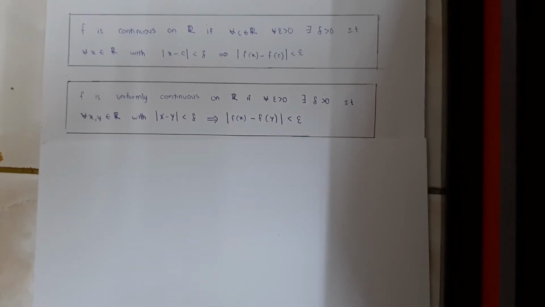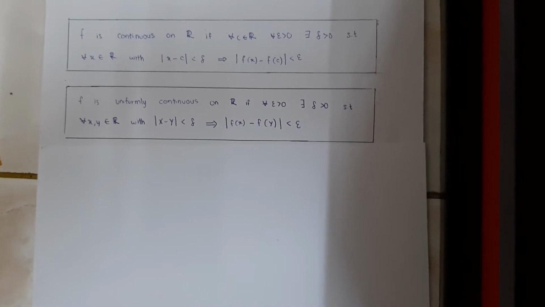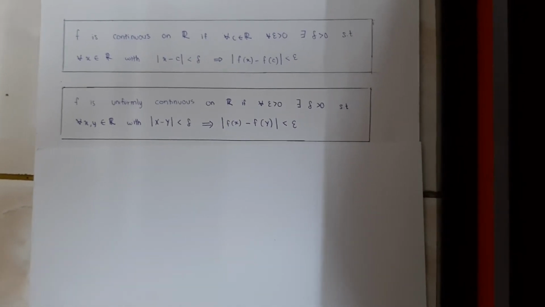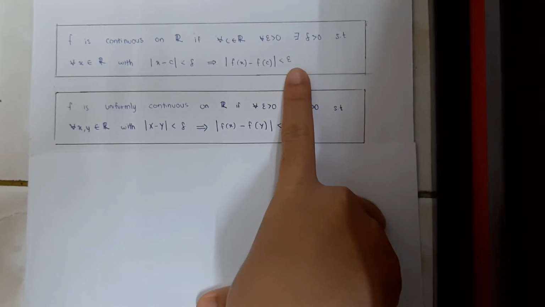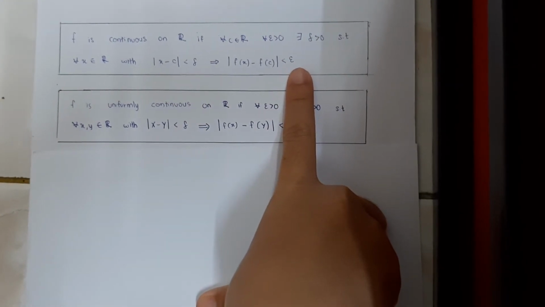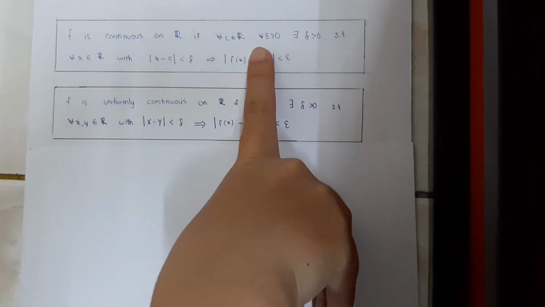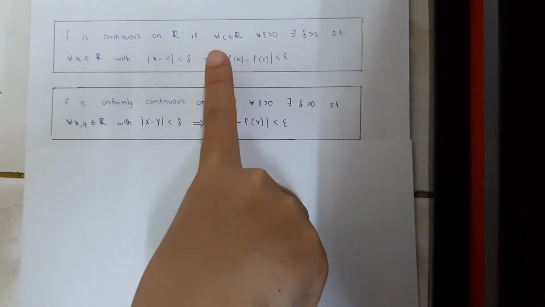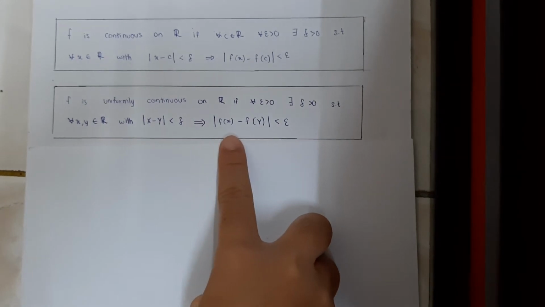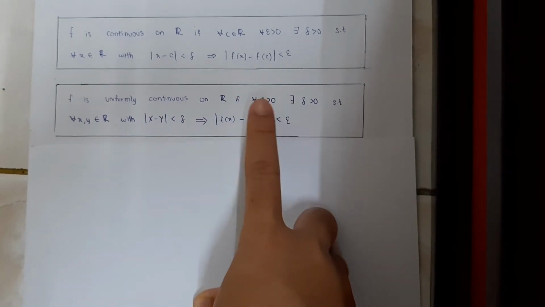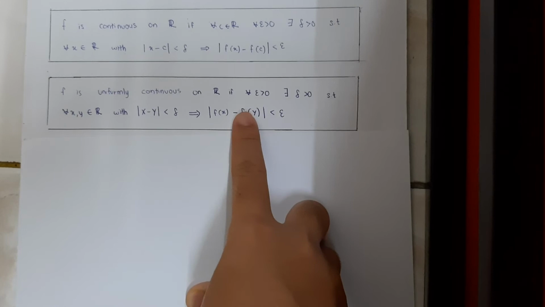What is the difference between these two definitions is that the delta of the continuous depends on epsilon and the value of c, but for uniformly continuous the delta depends on epsilon only.